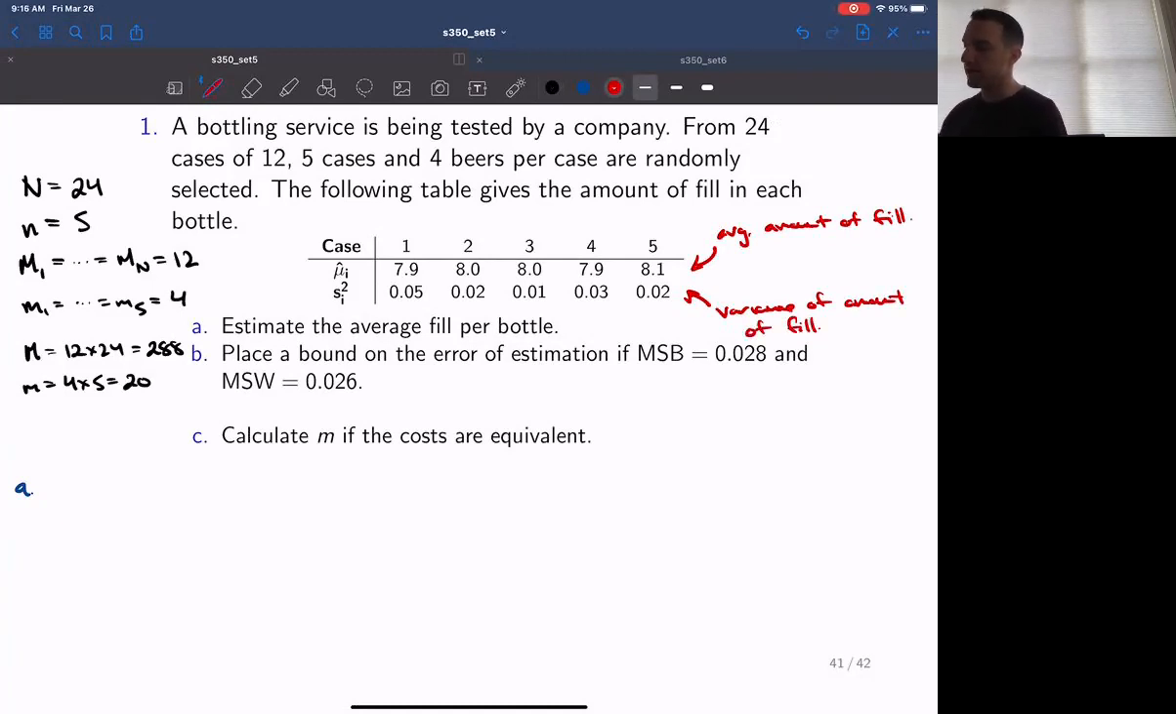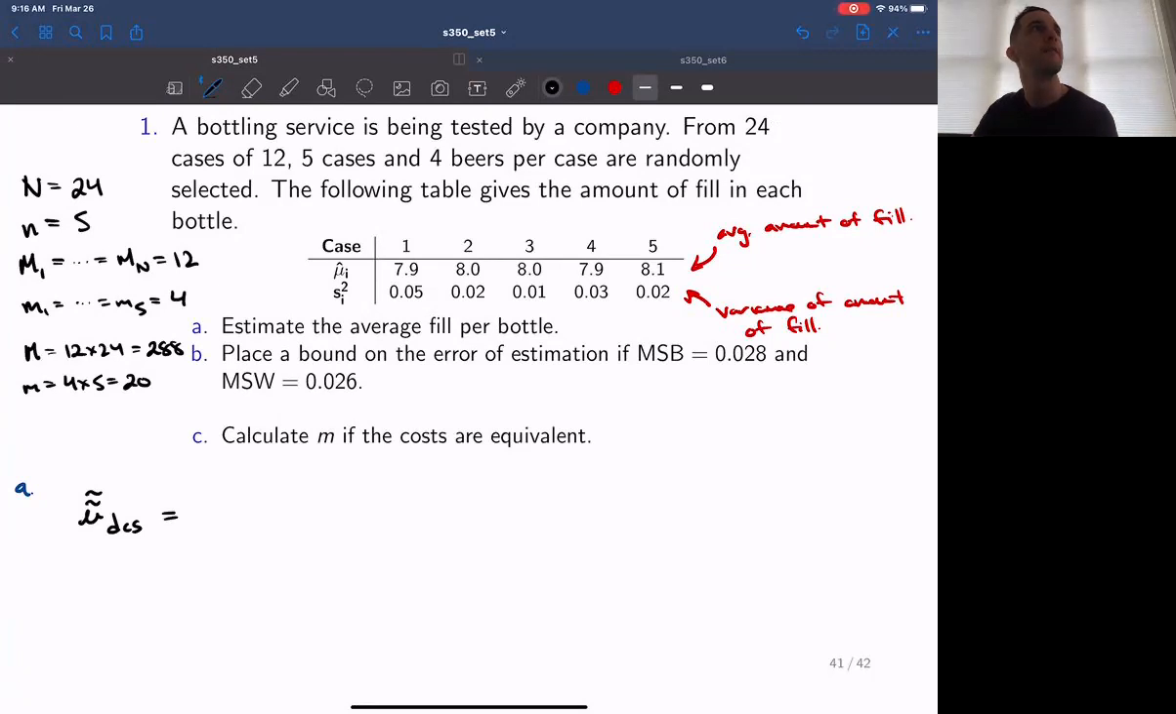All right, in part A, we want to estimate the average fill per bottle. So we want to estimate the mean amount of fill per bottle for the entire population. Okay, so in this case, we're going to use the formula that we gave above. So mu double tilde DCS. Again, just for clarity, from the description given above, we can see that this is a two-stage cluster sampling approach, but we have an equal number of observations per cluster. So that's why we can use the formulas that we just described. It's a situational application. The formulas that we just gave are only valid in the case that we're using the two-stage cluster sampling approach.